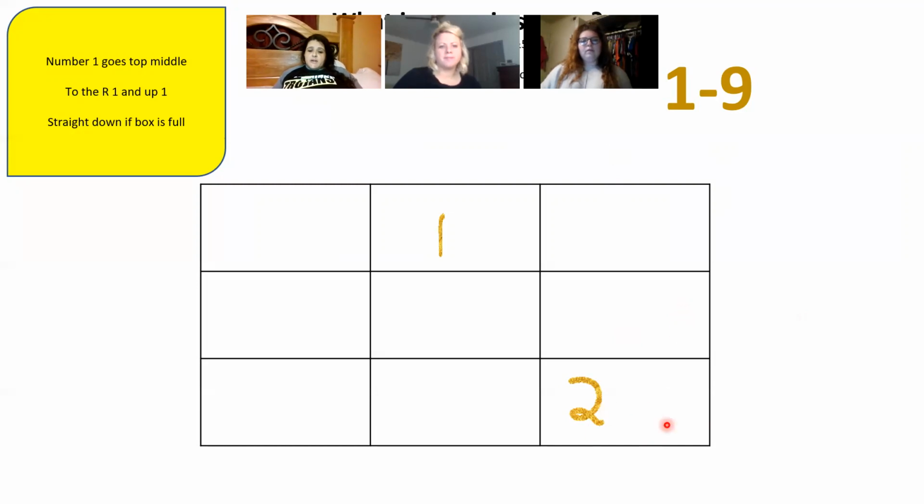So that's where our 2 is going to go. So now we're going to go to the right, which is going to bring us back over here, and then up 1. So that's going to put us right here. That's where our 3 is going to go. Again, we're going to keep going the same process to the right and up 1.